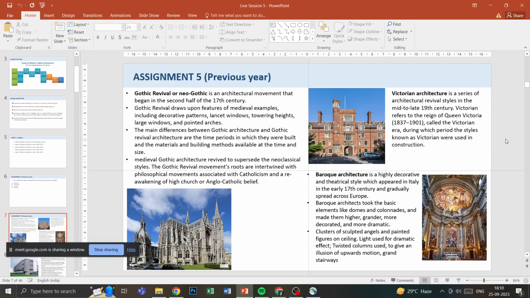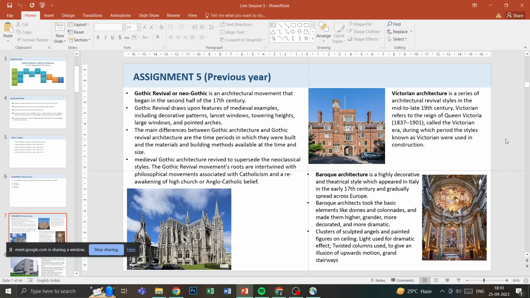Then Victorian architecture. Victorian architecture is not just one style. It is a series of architectural revival styles in the mid to late 19th century. Victorian basically refers to the reign of Queen Victoria from 1837 to 1901, and it is called the Victorian era because Queen Victoria ruled around that time, and during that period the styles known as Victorian were used in construction.